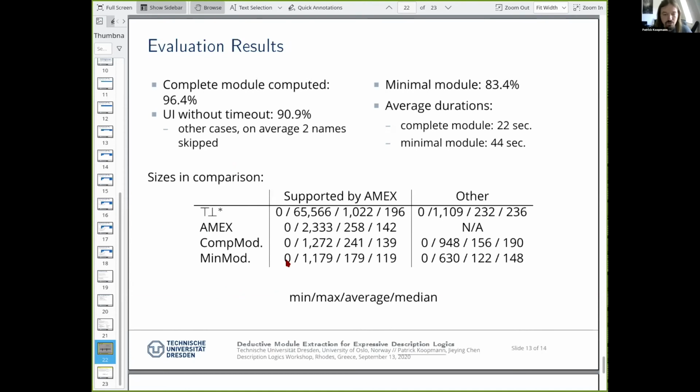The reason we see 2 columns here is because AMEX only supports acyclic ontologies. So we divided our set of ontologies into 2.